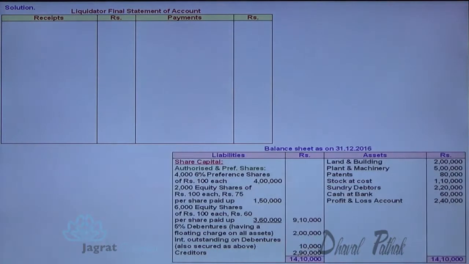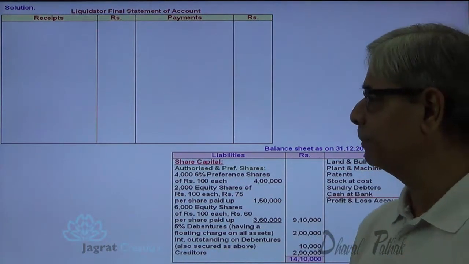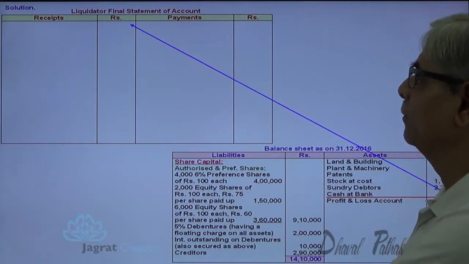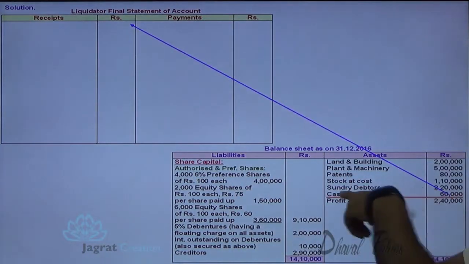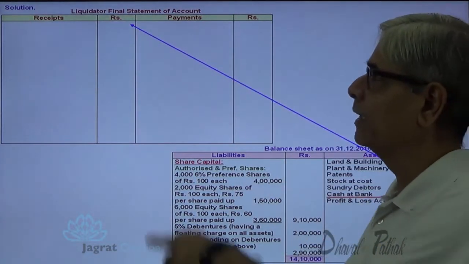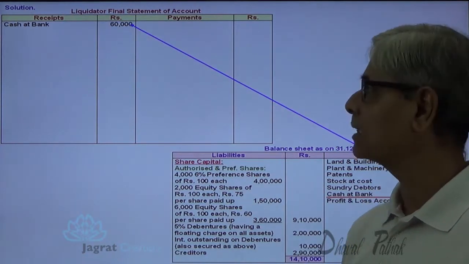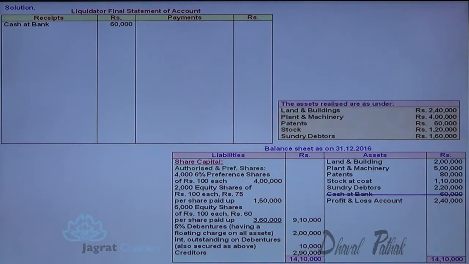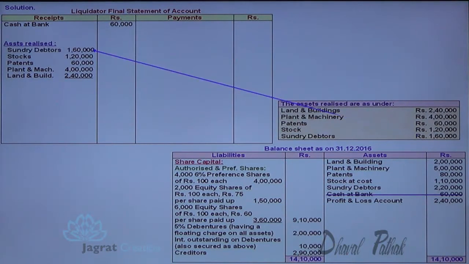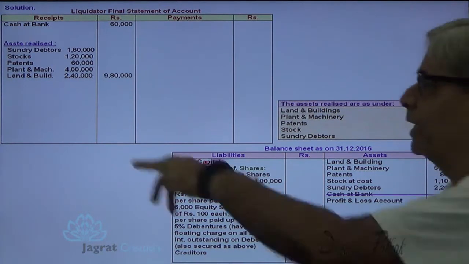This is the details given to us. This is the balance sheet given to us in the sum. And this is the cash and bank balance that I write first of all on the receipt side. This is available for distribution, so I write cash and bank balance. These are the details of assets realized given to us. Land and building realized 2,40,000. Plant and machinery 4 lakhs. Patents, stock, debtors. This is the total value realized for assets.